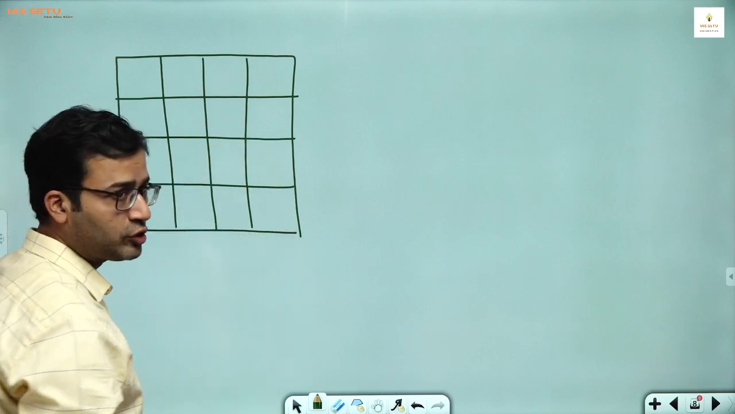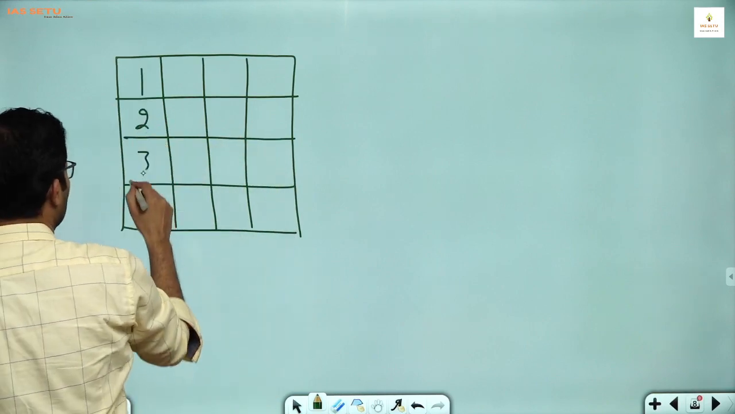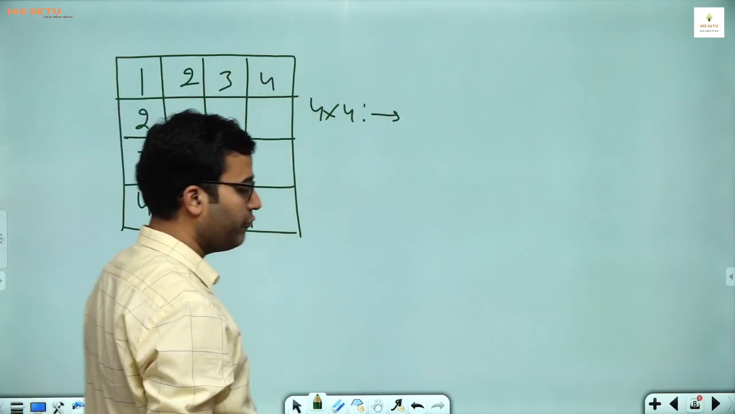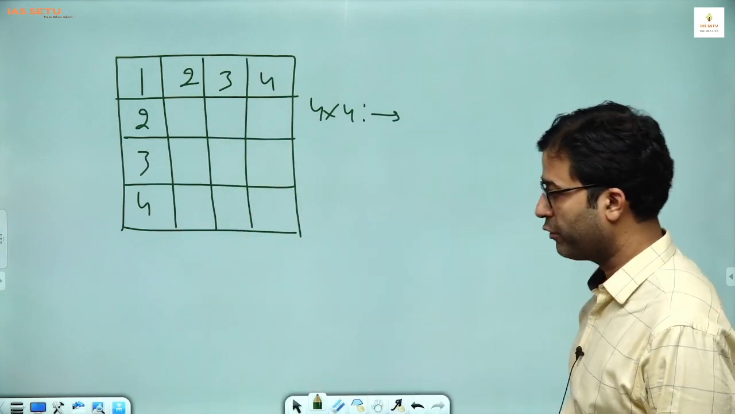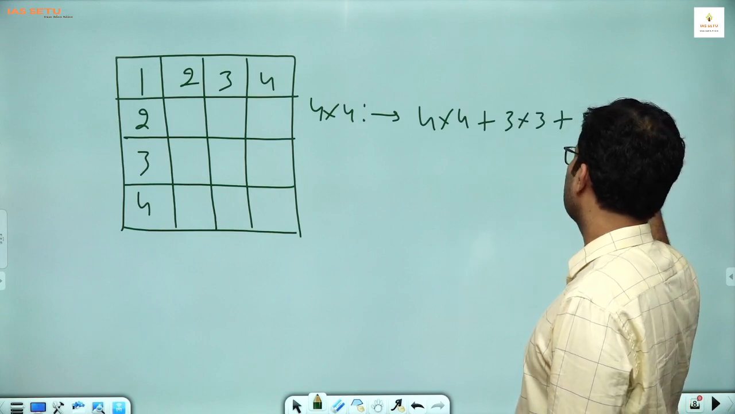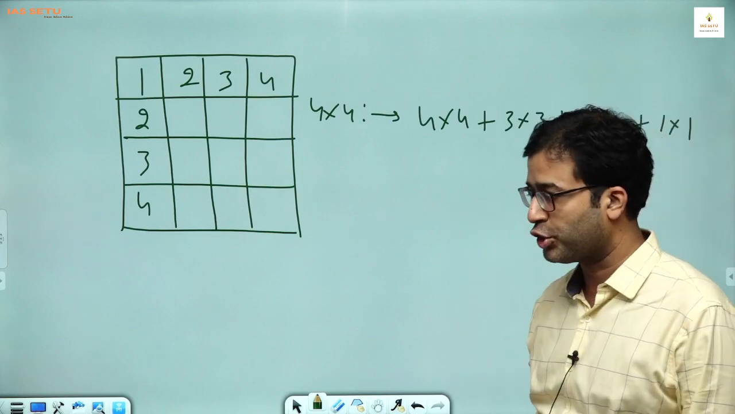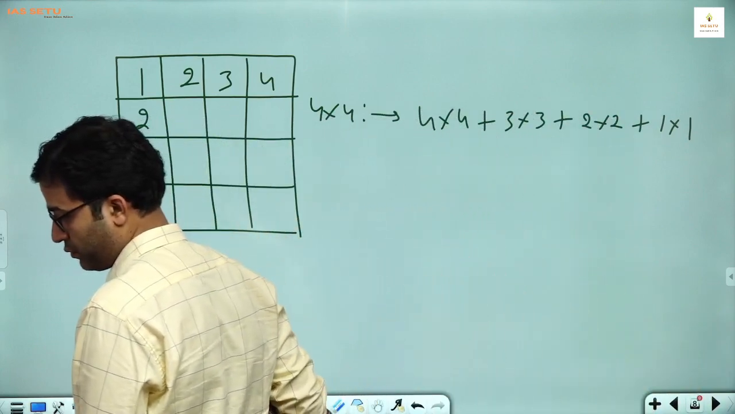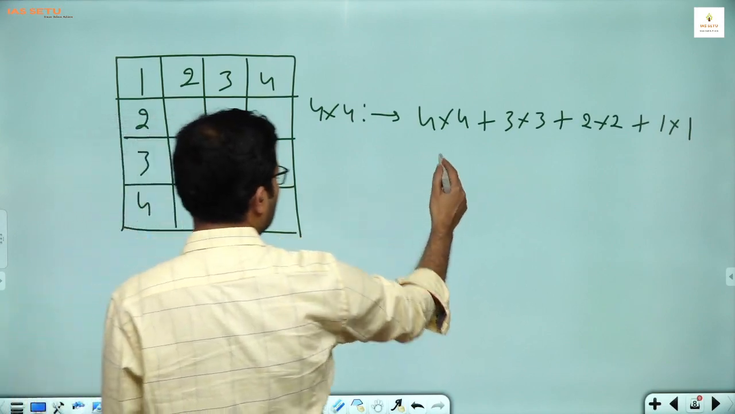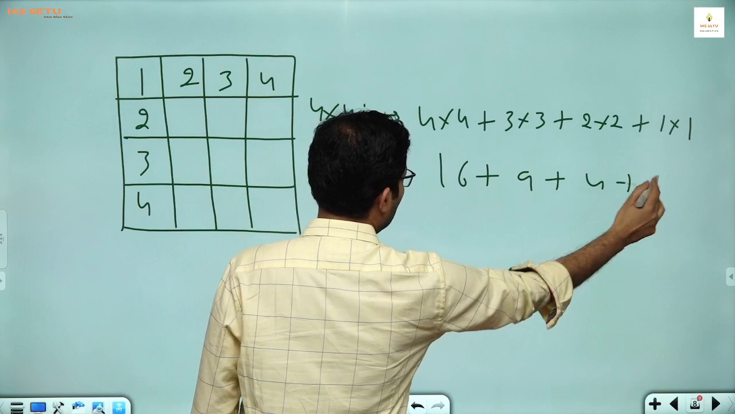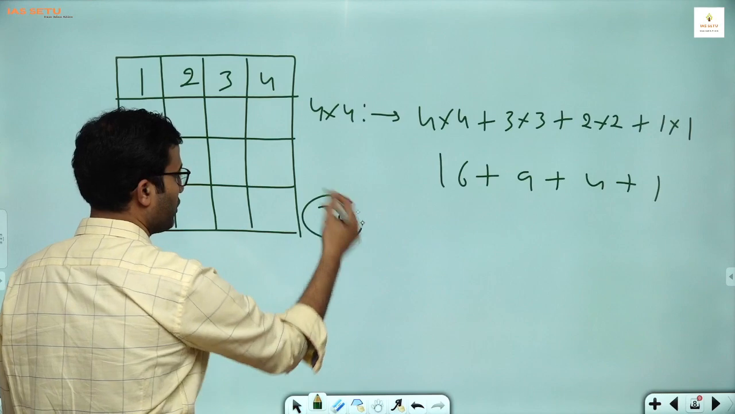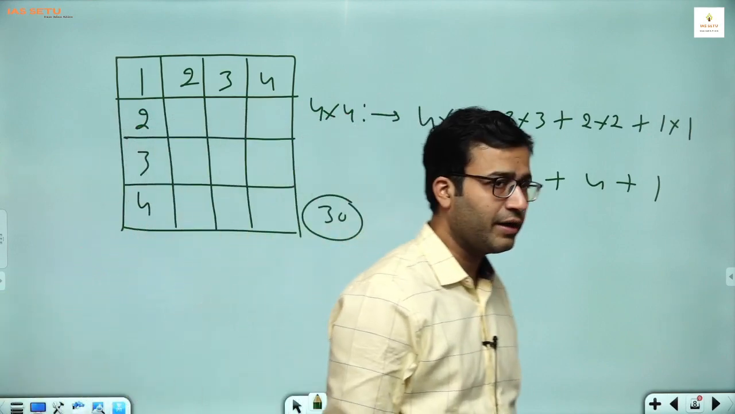Now here, let me take this question, then I will ask you one question. This is 1 2 3 4, 1 2 3 4. So this is a 4 by 4 figure. Value of n is 4. So simply what we will do, 4 into 4 plus 3 into 3 plus 2 into 2 plus 1 into 1 plus 0 into 0. No need to apply a formula, just use this logic. 16 plus 9 plus 4 plus 1, 25 plus 4, 29 plus 1, 30. So in this given figure, we have 30 squares.